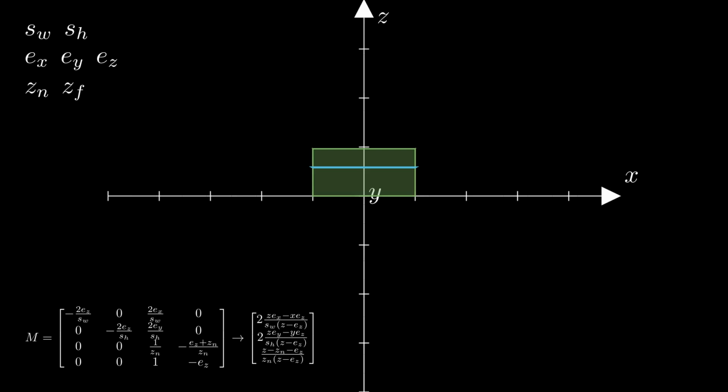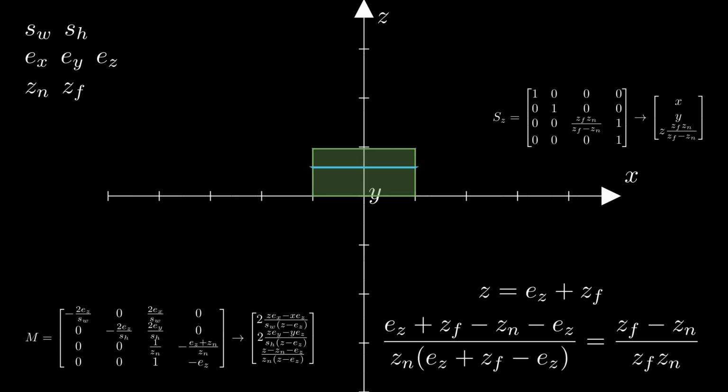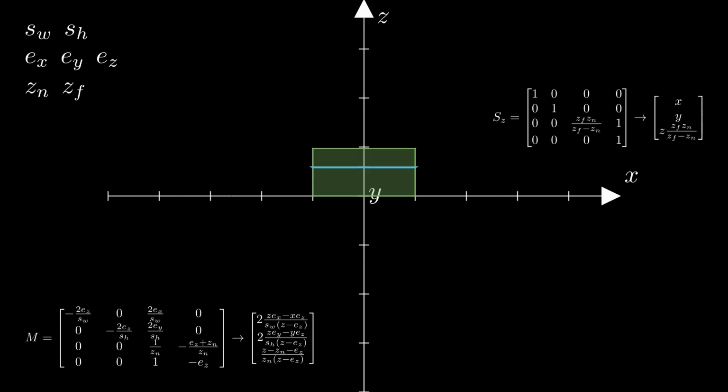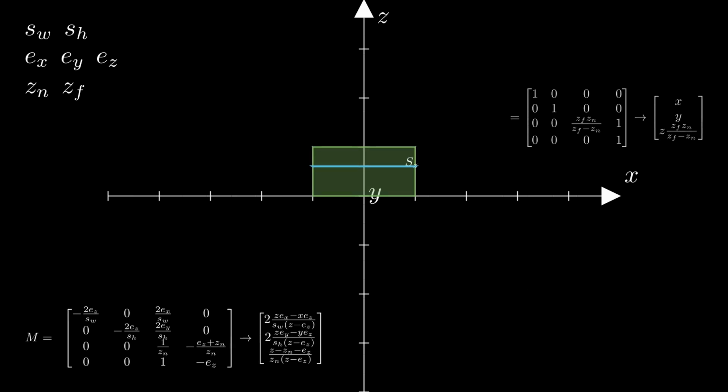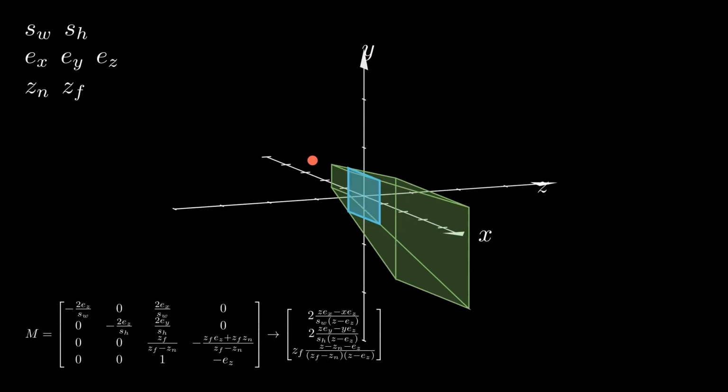While it may look like we are done, if we look closely, we can see that the far plane is not correctly mapped to z equals 1. We can use the same trick from before to fix this. We look at the transformation of the current matrix, plug in the far plane, which is located at Ez plus Zf, and construct a scaling matrix Sz, which scales the z-axis according to the inverse of the computed value. And that's it. We have successfully constructed the matrix M that transforms the view frustum into a half cube.